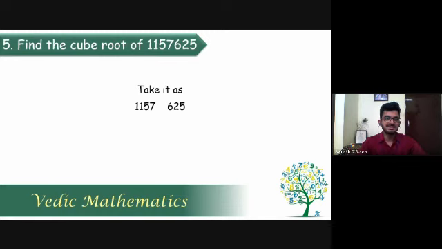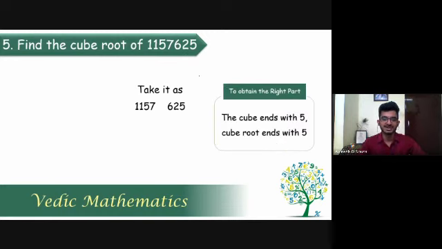And you can see that the given number is ending with 5. So definitely the cube root also ends with 5. You remember the given table. And for the next one, you have 1157. It is lying in between which two numbers?